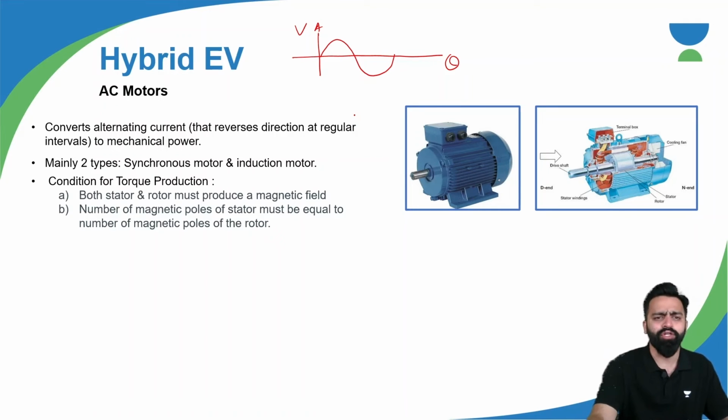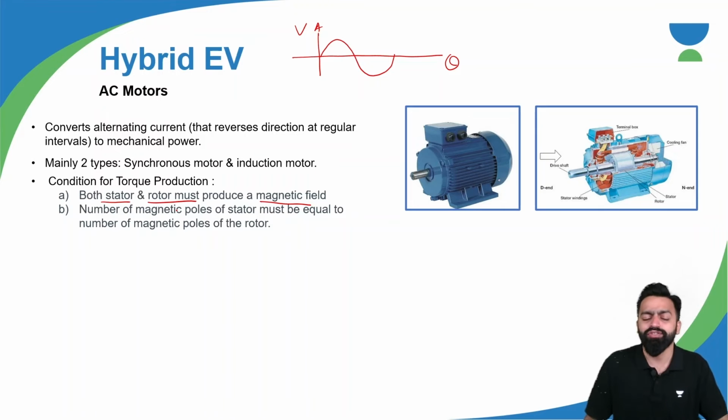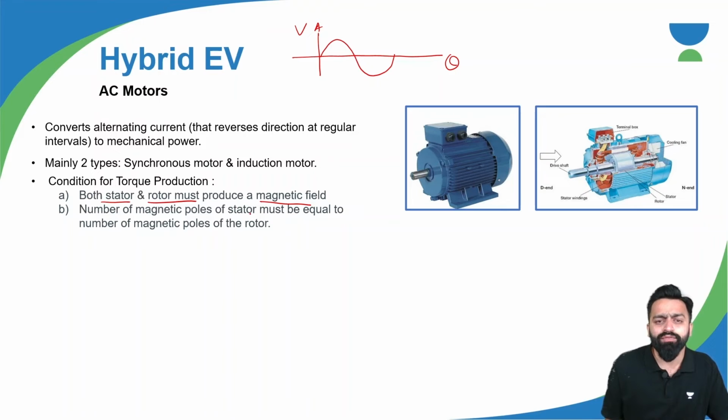For both synchronous and induction motors, there are two conditions for torque production. First of all, both stator and rotor must produce a magnetic field. This is very important because ultimately the torque produced is due to the interaction of the magnetic fields. These two magnetic fields interact, and further there is production of torque. Second, the number of magnetic poles of the stator must be equal to the number of magnetic poles of the rotor.